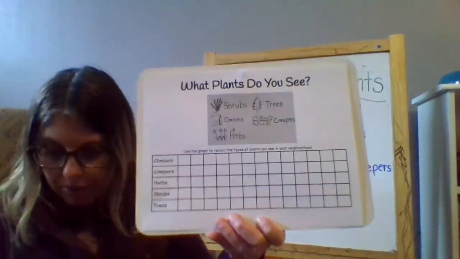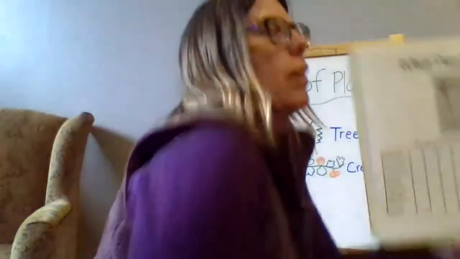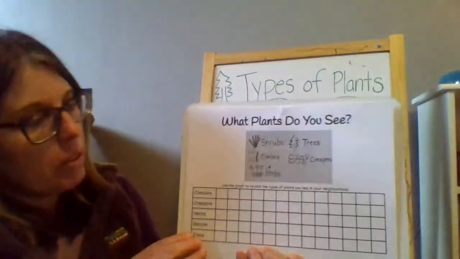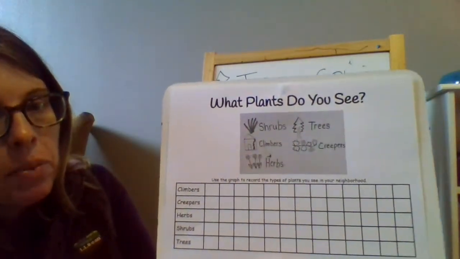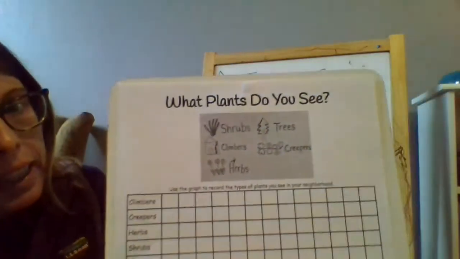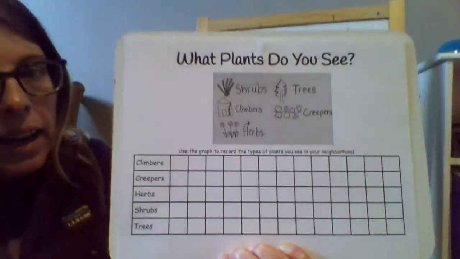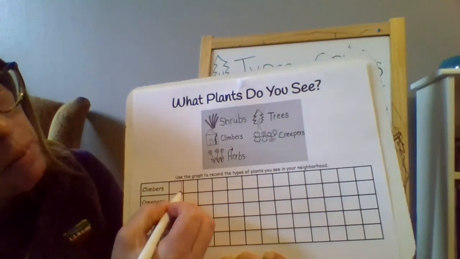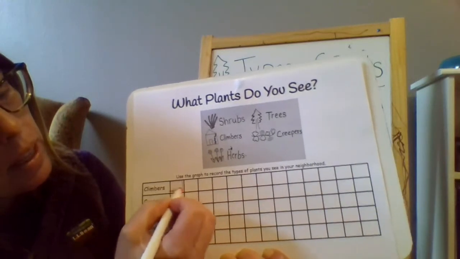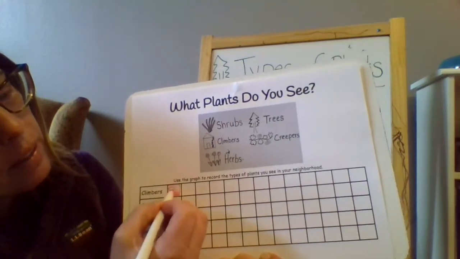So this is a graph. And here's how it'll work. So you'll need a pencil or something to do some coloring with. So while you're out on your walk, if you see a climber, you'll color in the first box by climber. And you'll just color that box in.